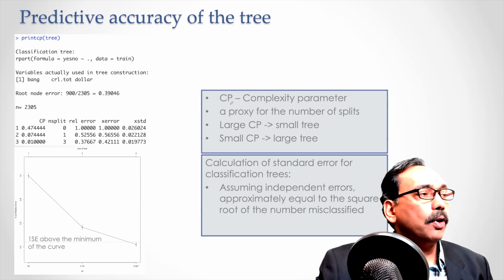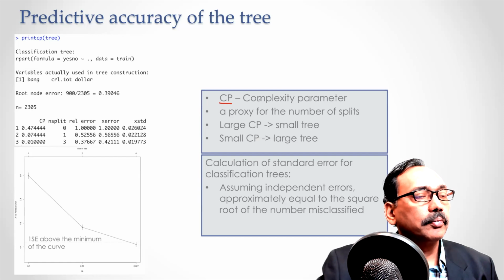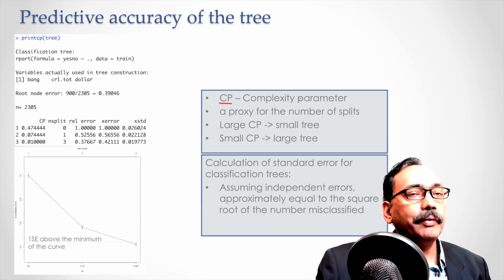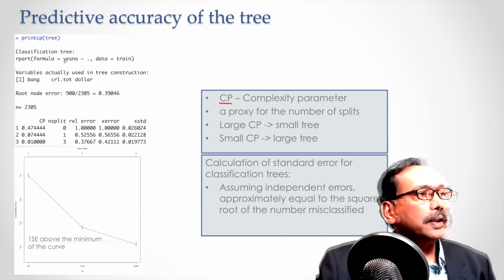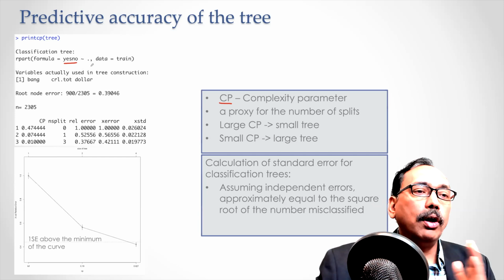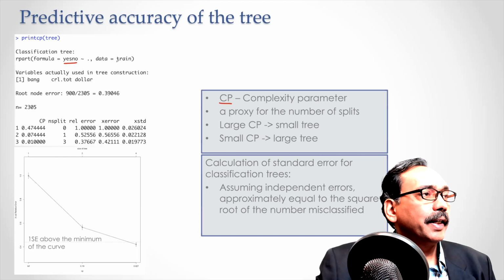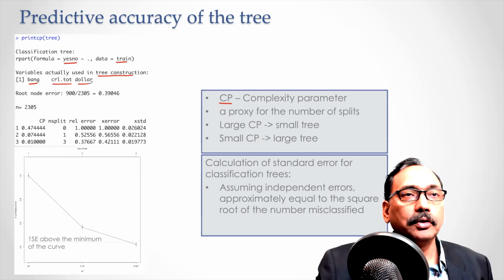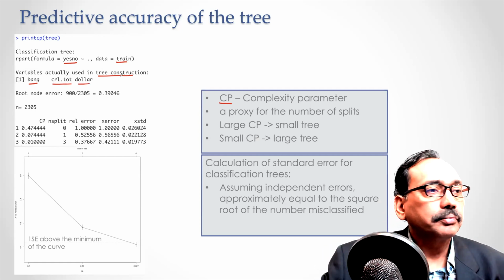CP stands for complexity parameter. This is a term or parameter that we use with trees. The model that I have built here has yes_no as the response variable, and dot means I have used all independent variables, and this is based on my training data. Out of all the variables, the ones actually used in tree construction are listed here. You have seen that there were only 3 variables.